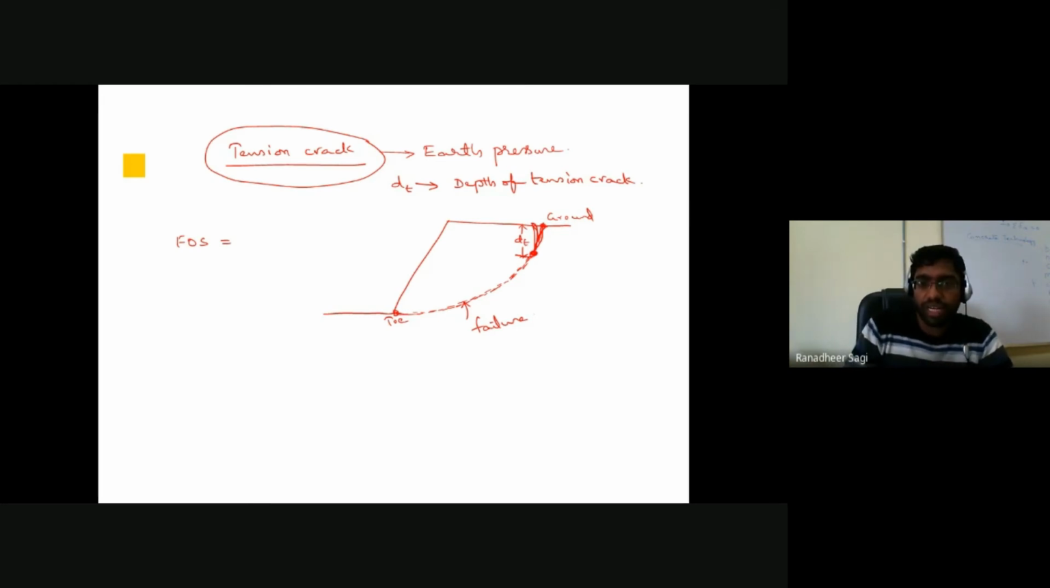However, here I am directly giving the expression for the depth of tension crack. The depth of tension crack is equal to half of the maximum height to which you can make a vertical cut in the ground. What was the maximum depth to which you can make your vertical cut in the ground? It was 4c by gamma into under root Ka.